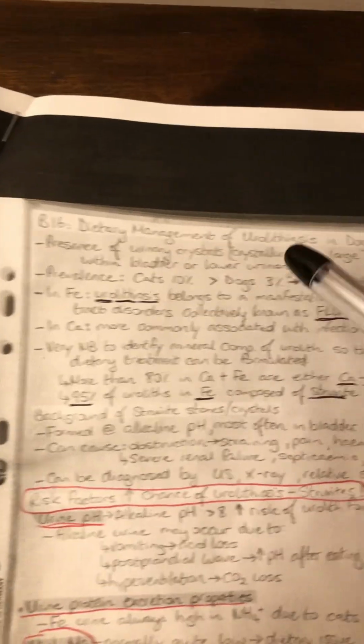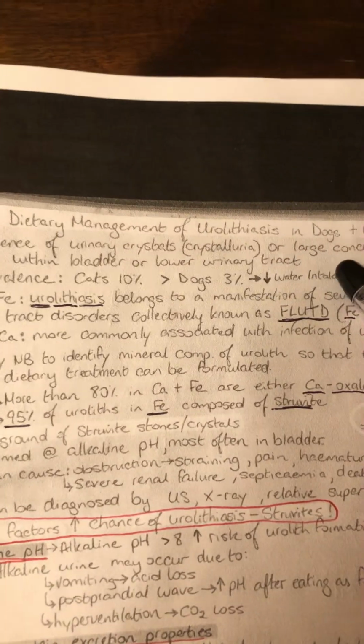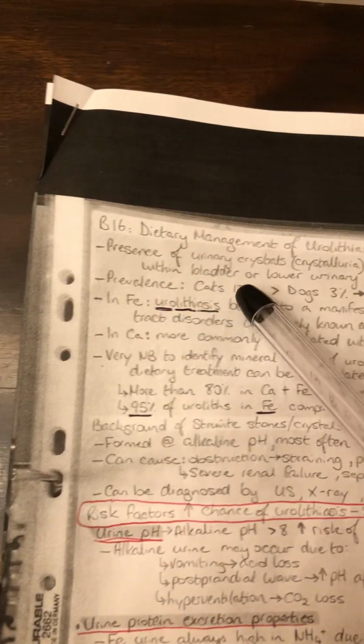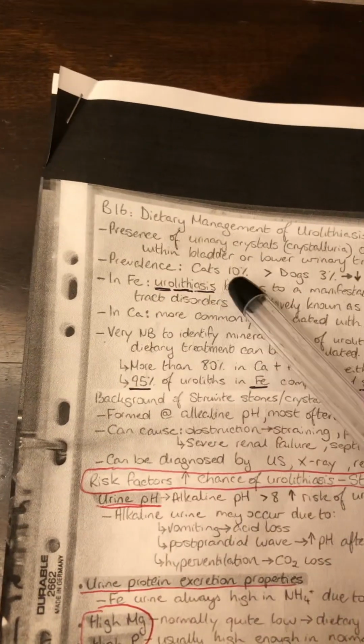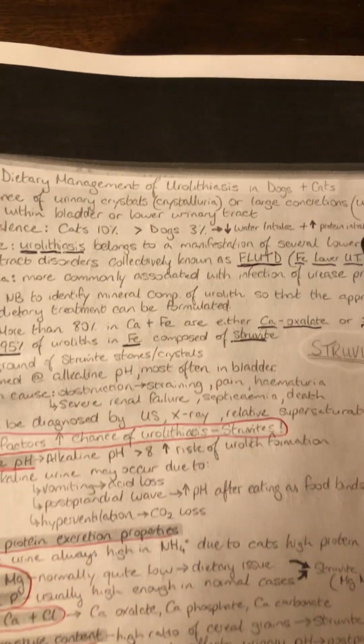The dietary management of urolithiasis in dogs and cats. So the presence of urinary crystals, or crystalluria, or large concentrations in uroliths or calculi within the bladder or lower urinary tract. The prevalence is 10% in cats and less than 3% in dogs. It's due to decreased water intake and increased protein intake.